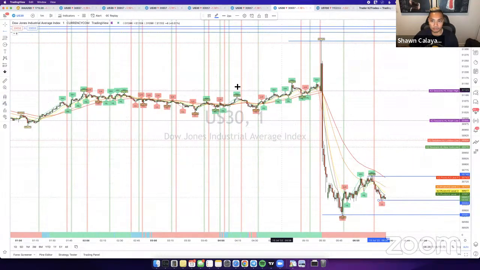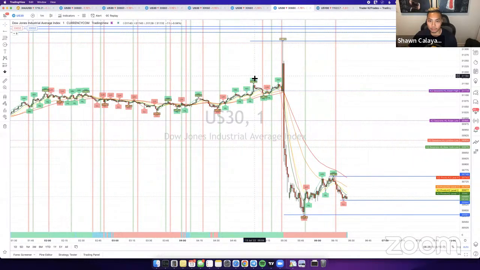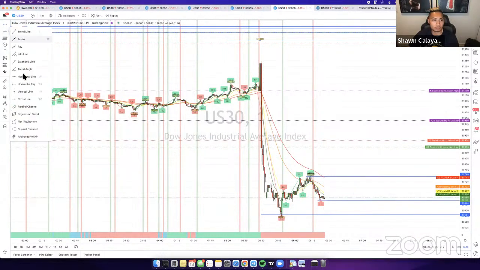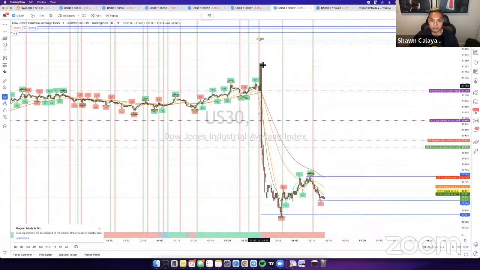So as you guys can see, this huge spike right here happened based off the CPI news at 5:30 this morning. So I'm going to mark up news price right there. Obviously, you guys can see the huge push.